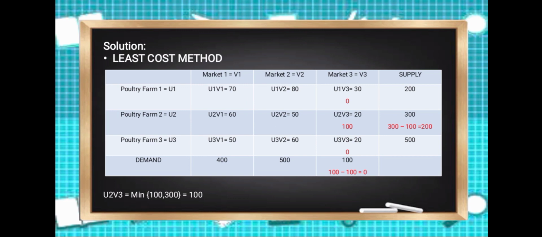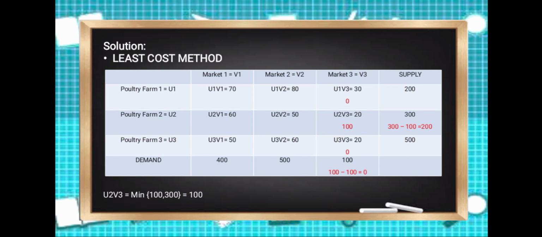So in the least cost method, since these are our constraints, we will find the least value. The least value is 20, which is at U2 V3 and U3 V3. Since there are two least values, it's up to you where you want to start, in U2 V3 or in U3 V3. And me, I want to start in U2 V3. So I will start in U2 V3.